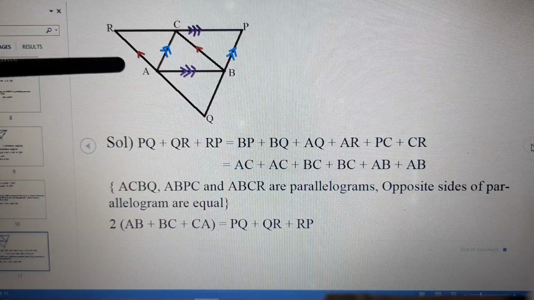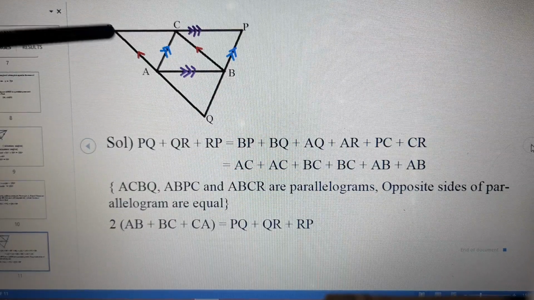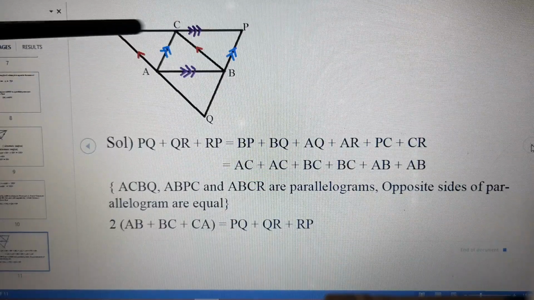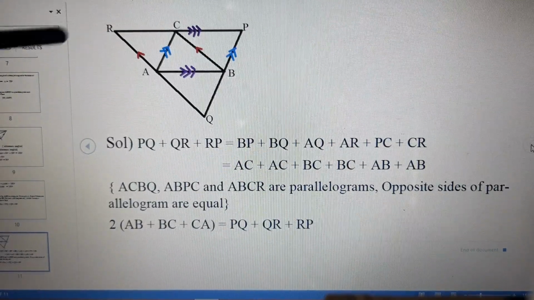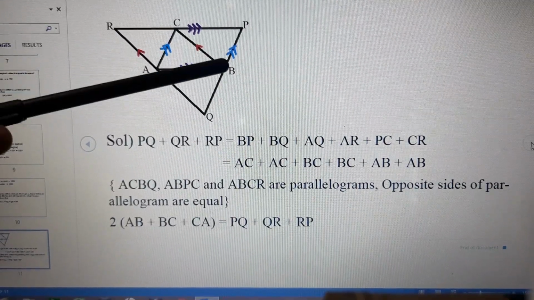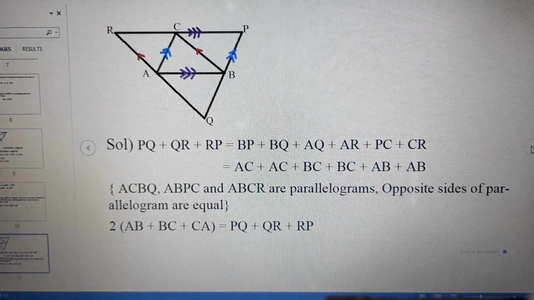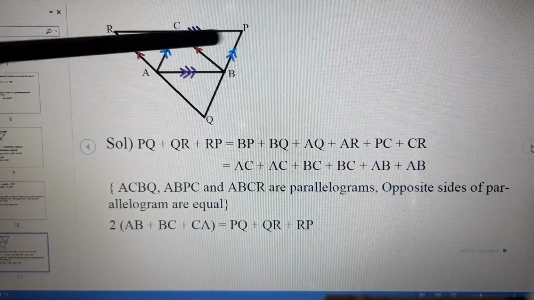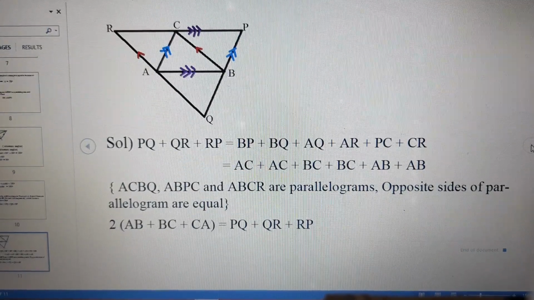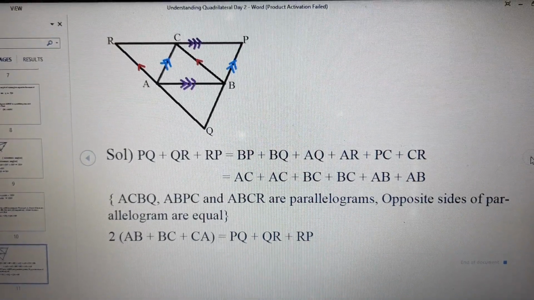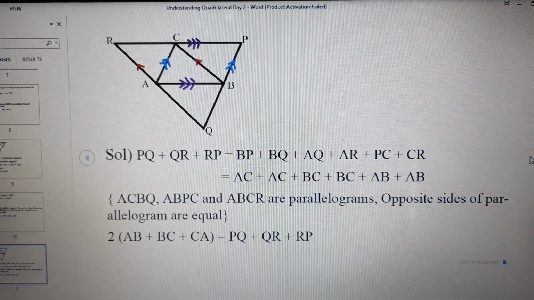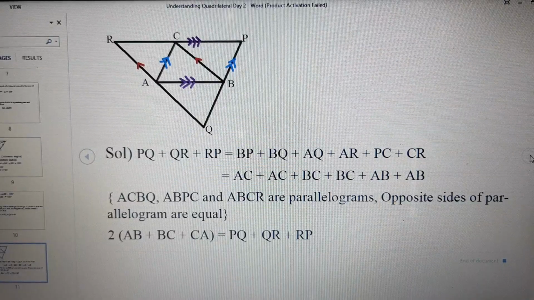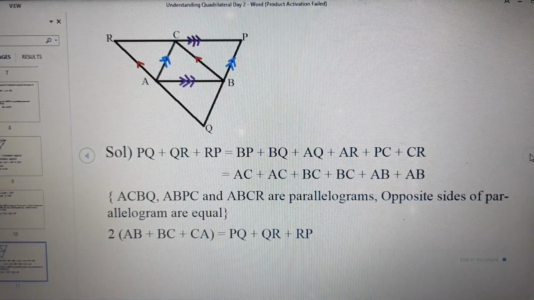AR, we have to see over here, AR. So we will see in ABCR. ABCR is a parallelogram. So AR will be equal to BC. Likewise PC. ABCP is a parallelogram. So PC will be equal to AB. Likewise CR will be equal to AB. So if we add, we have got 2AB, 2BC, 2CA. Fine? Clear? This is what we were supposed to prove.